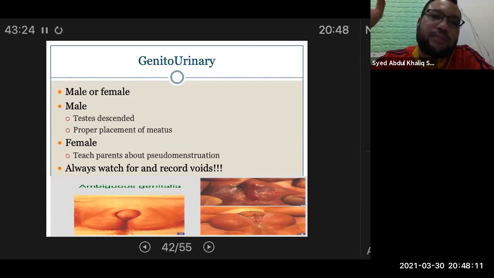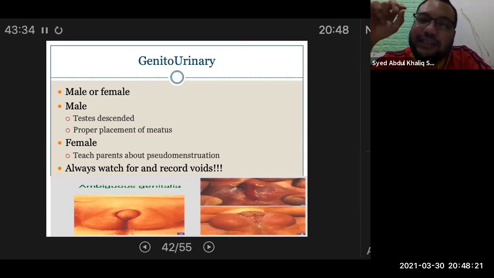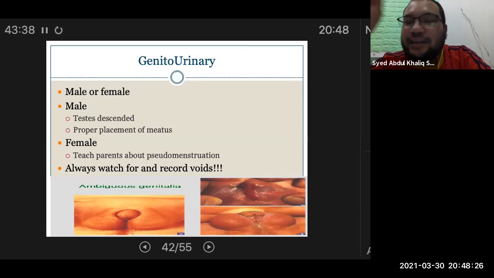So assess whether the baby is male or female. If the baby is male, you assess whether the testis is descended. If the testis is not descended, you need to look for the testis. If the testis is below at the base of the scrotum, or the testis is in the inguinal region, look for the testis. If the testis is not palpable, you need to get an ultrasound. You need to ascertain where the testis is, because abdominal testis sometimes you need to remove, because abdominal testis has a risk of malignant change.